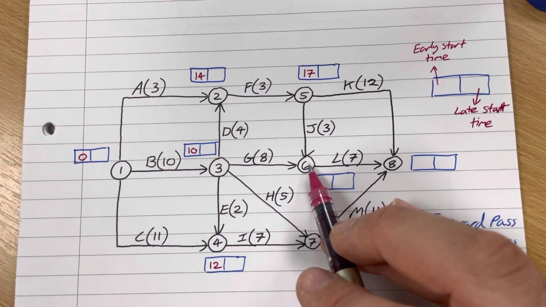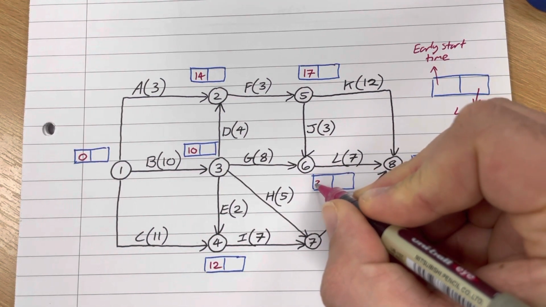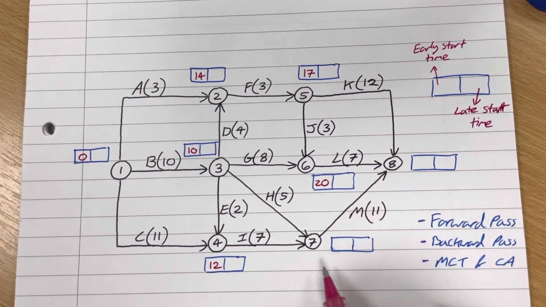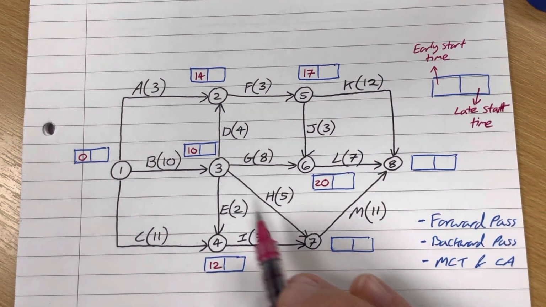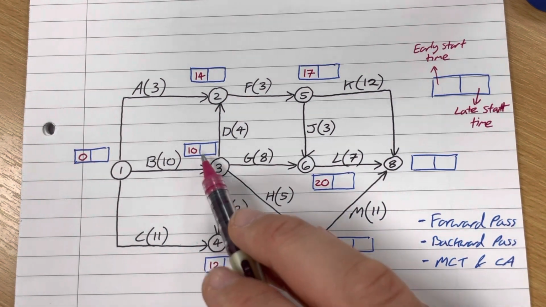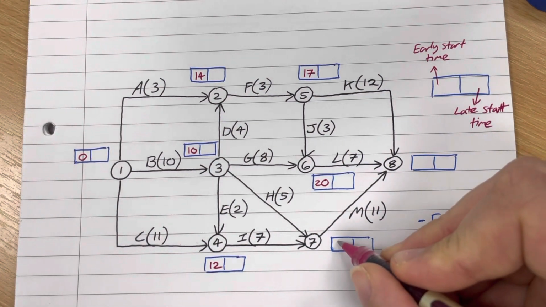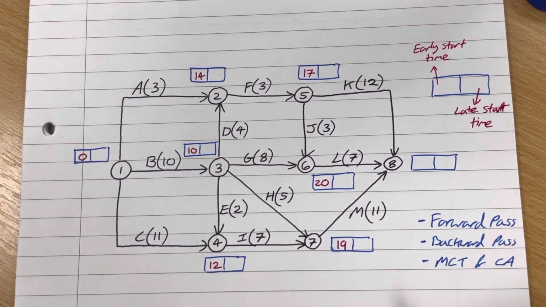And I'll take the biggest. Okay, always the biggest on the way forward. So the biggest of those two is the number 20. This one here, I've got two inputs into it. So I've got activity H and activity I, and I'm going to compare them both. So 10 plus 5 is 15, 12 plus 7 is 19, and I take the biggest. So 19 is the biggest there.